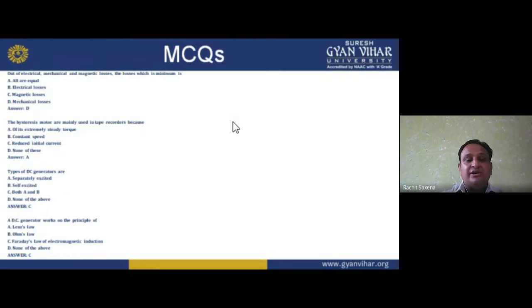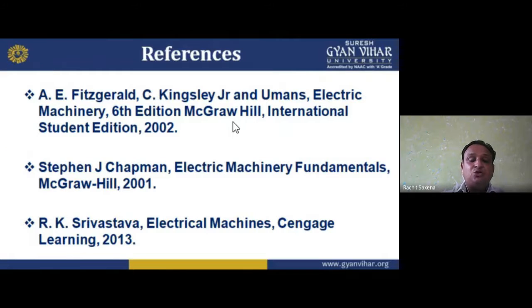Now, the DC generator works on the principle of Lenz's law, Ohm's law, Faraday's law of electromagnetic induction, or none of them. Which law? Faraday's law of electromagnetic induction. I hope you understand, my dear student. Now, the option is C. Now, the references from which I took some material are Phil Gerard, Stephen G. Chapman, and R. K. Srivastava. These three books are very good and have good content. Two of the books are by international authors, and these books are available in our library. So you can go through them, read them, and you will find good content.